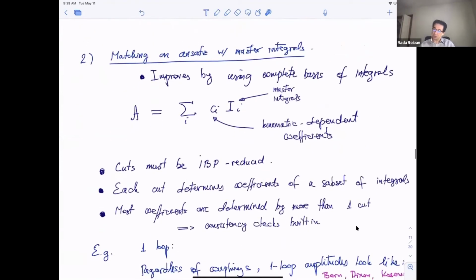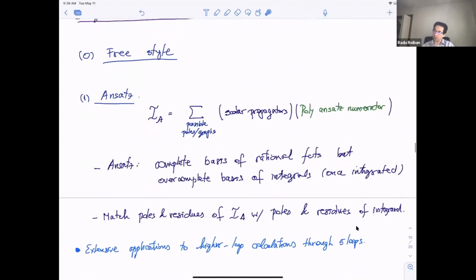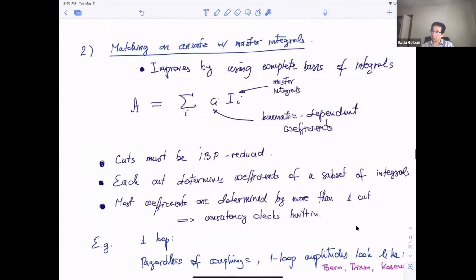Now, something that's quite a bit more systematic, and makes things look quite a bit more bite-sized, is something known as IBP matching, or matching of an ansatz based on master integrals. This improves on the previous kind of matching, in the sense that before one had a complete basis of rational functions but an overcomplete basis of integrals. Here one has a complete basis of integrals, and therefore one discards lots of total derivatives from the previous ansatz. To carry out this procedure, one needs to know a priori what the master integrals are that can appear. That is an independent set of integrals given the number of external lines and the loop order.